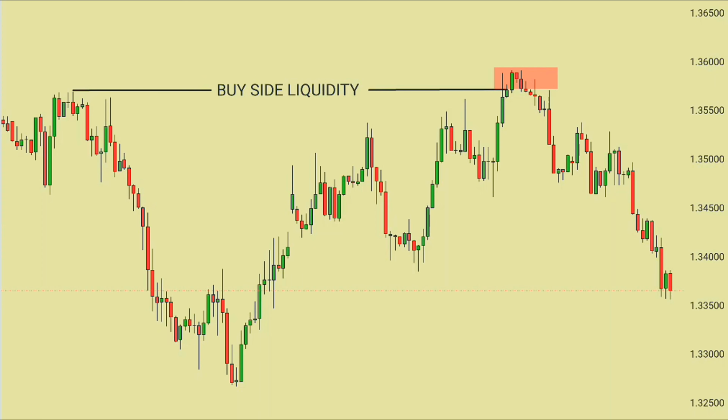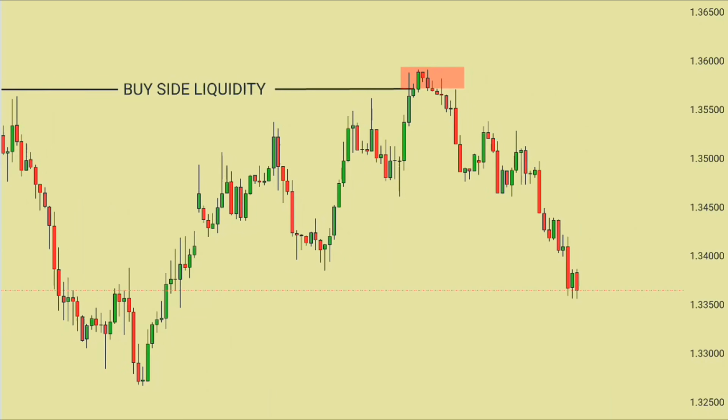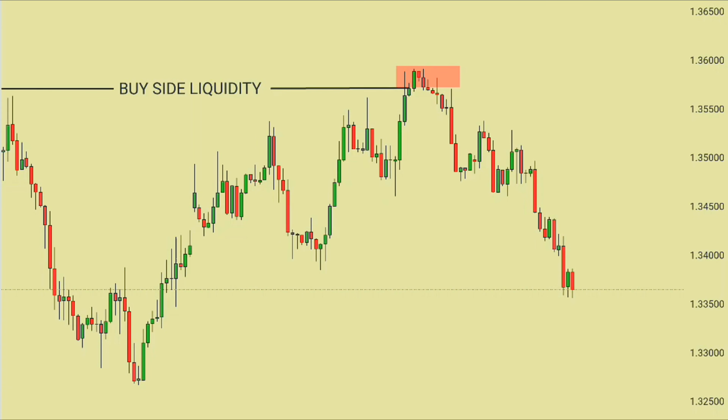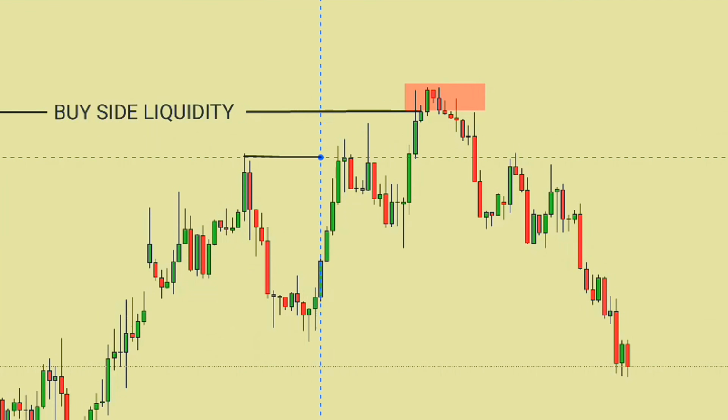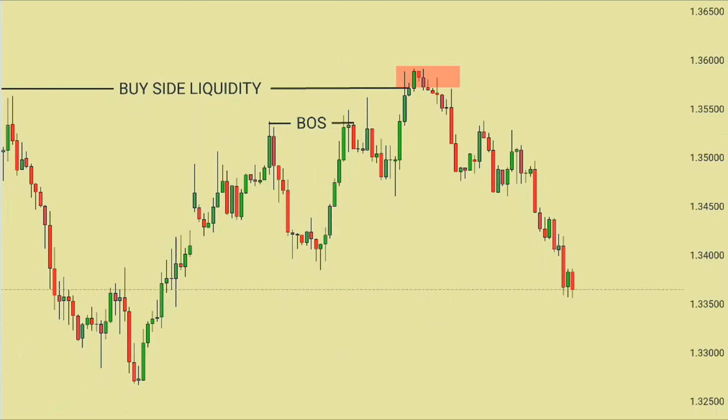Now, after the sweep, watch this carefully. Price doesn't go back up. Instead, it starts making lower moves, and then we get a clear break of structure. This low gets taken out, and that changes everything. Because this confirms one thing. The breakout was never real. It was a trap from the beginning.